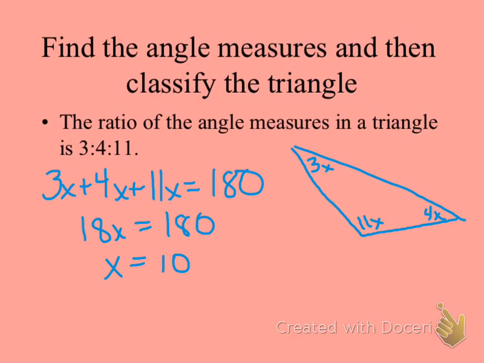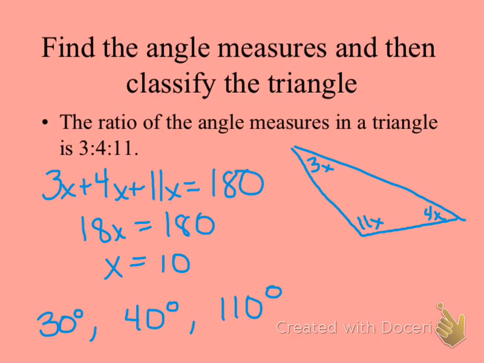So the 3x angle would be 3 times 10, or 30 degrees. The 4x angle would be 40 degrees. And the last one, 110, and it's obtuse. So I kind of drew it that way. Again, check your work by adding all those numbers together to make sure that they actually do equal 180.